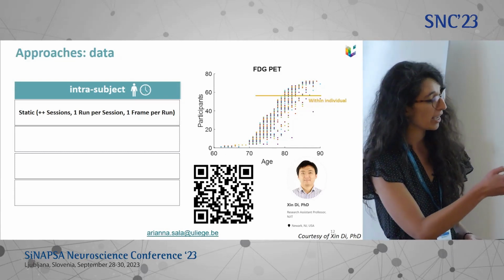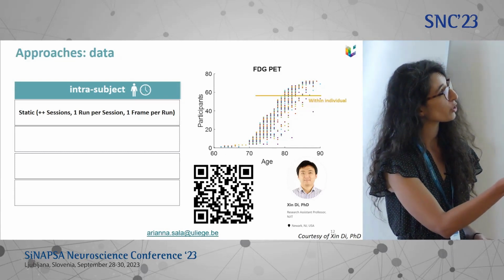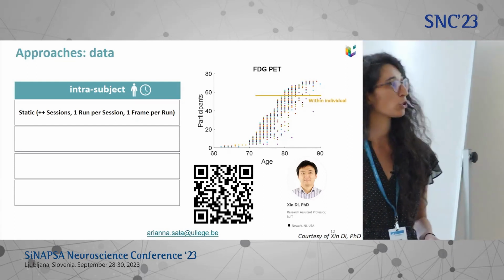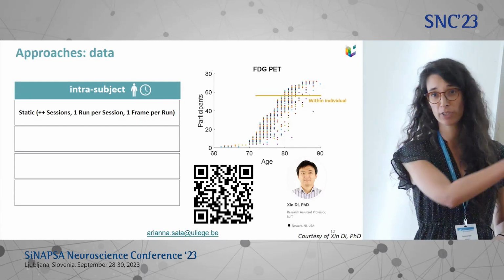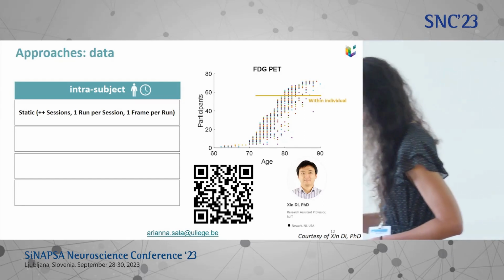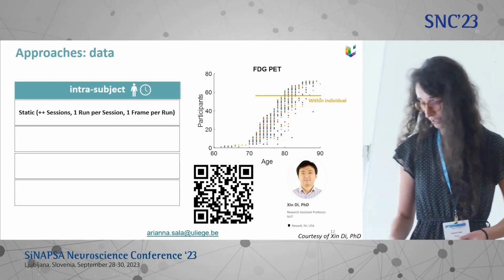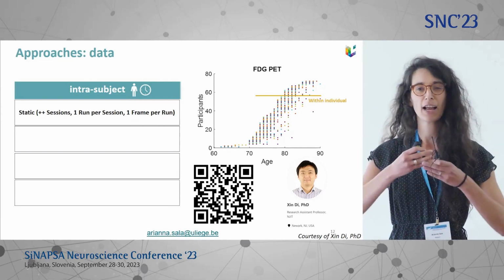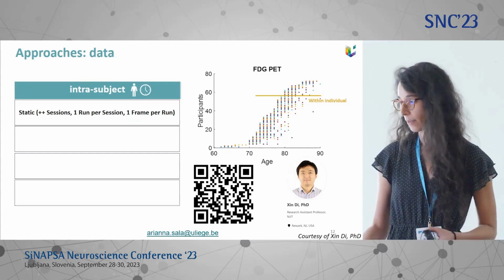So in this case, we have one single subject, one participant being measured between 5 to 9 times through the years. This is not yet published, but if you go to this QR code, you have a video with a presentation of these results at a symposium we did 2 years ago with Xin. So this is multiple sessions. This is a very, very long time scale.